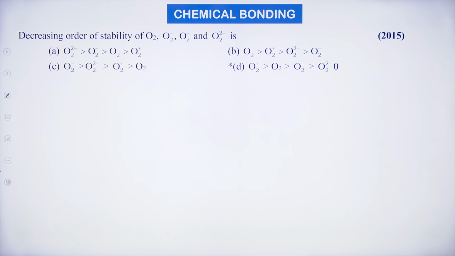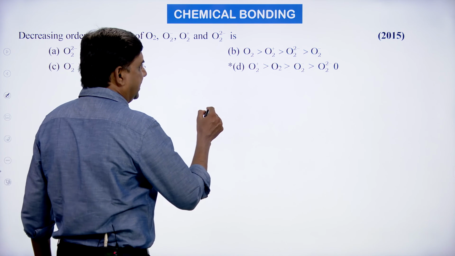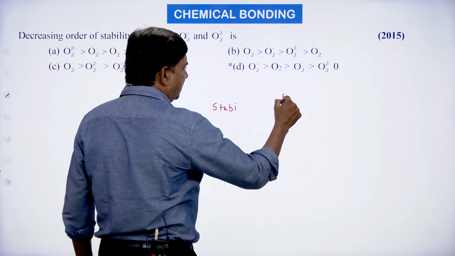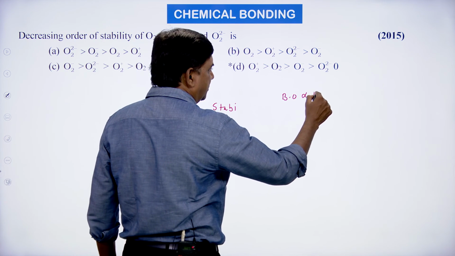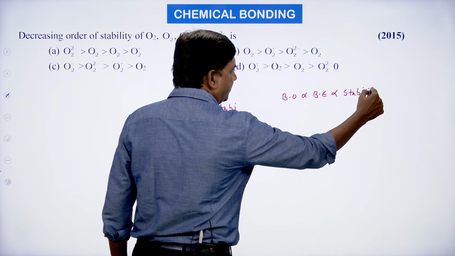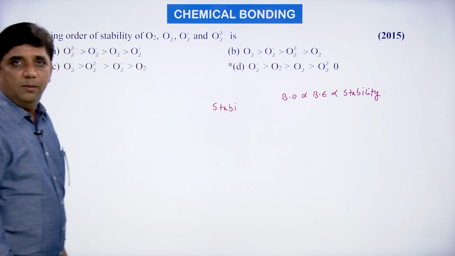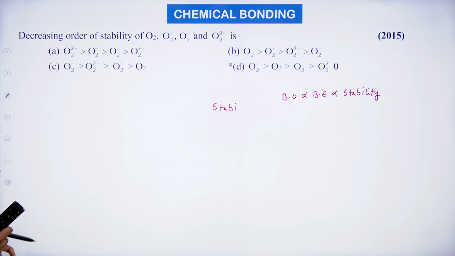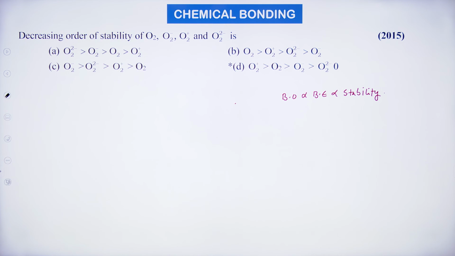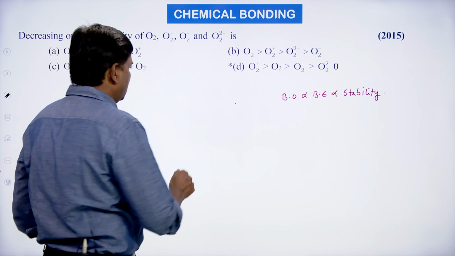Decreasing order of stability of O2, O2 minus, O2 plus and O2 2 minus. Stability is directly proportional to bond order, because we know that bond order is directly proportional to bond energy, and bond energy is directly proportional to stability. So if that is the case, what is the bond order? Oxygen species we have calculated.